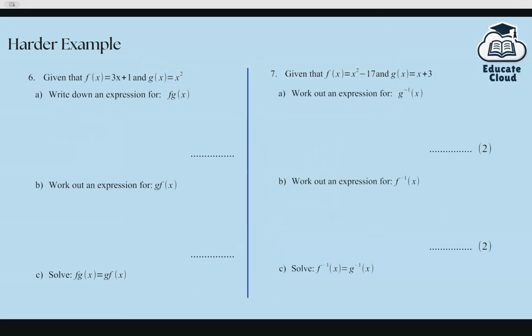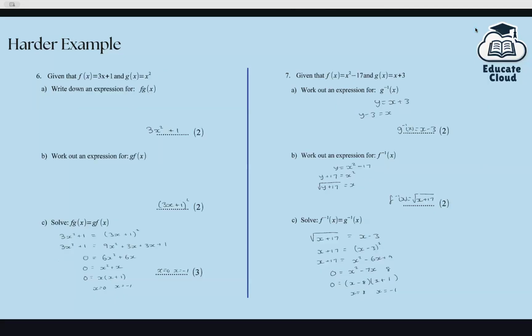Okay? So this is now a mixture of composite and inverse functions. I'd like you to pause the video. You shouldn't be taking longer than about 15 minutes for questions 6 and 7. So pause the video and then have a go.